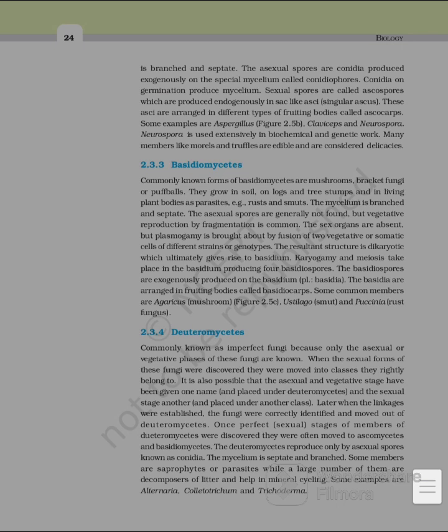It is also possible that the asexual and vegetative stage have been given one name and placed under Deuteromycetes, and the sexual stage another and placed under another class. Later, when the linkages were established, the fungi were correctly identified and moved out of Deuteromycetes. Once perfect (sexual) stages of members of Deuteromycetes were discovered, they were often moved to Ascomycetes and Basidiomycetes. The Deuteromycetes reproduce only by asexual spores known as conidia.